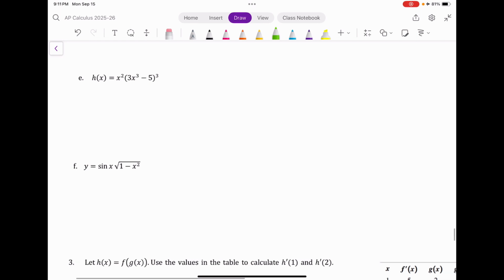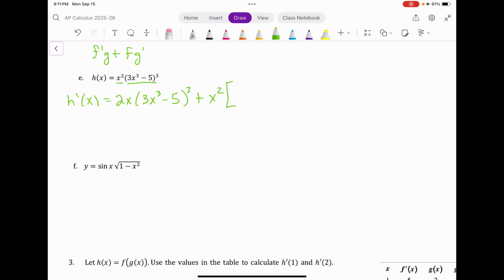Okay, on this one, we have this function times that function. So we have to use the product rule, right? And in this function right here, we have to use the chain rule. So we have to use the chain rule and product rule. We're going to start with the product rule. So that's f prime times g plus f g prime. So h prime of x would equal 2x times 3x cubed minus 5 to the third, and then plus x squared. And then here's where we'll use the chain rule.